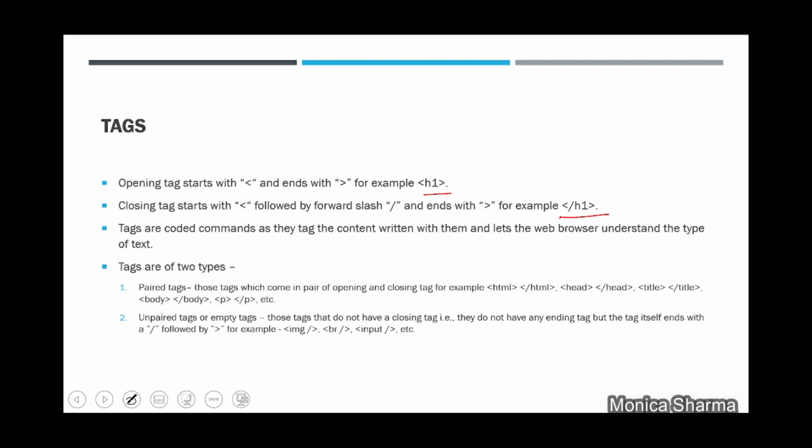Tags are of two types: paired tags or unpaired tags, also called empty tags. Paired tags are those tags which come in a pair of opening and closing tags. For example, we have seen html, head, title, body, paragraph, and so on. Unpaired or empty tags are those tags which do not have a closing tag, but the tag itself ends with a slash followed by a closing angle bracket. For example, the tag for images is an unpaired tag, img with a slash, and we close the tag. Similarly, if we want a line break, we use the br tag. For input, we use the input tag, and so on.